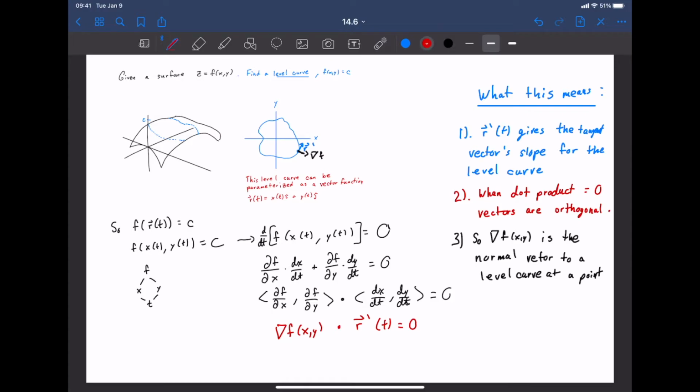I'm going to blow up that image really quick because I'm not sure it's easy to see. So if we have x and y, and we're looking at the surface, right, r prime is the tangent vector here. A measurement of the slope of that line. In vector form, the slope's a little bit different to calculate, but r prime is the tangent vector, and the gradient is always perpendicular to that.